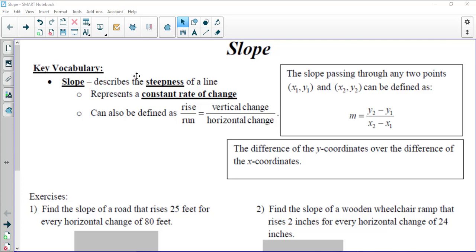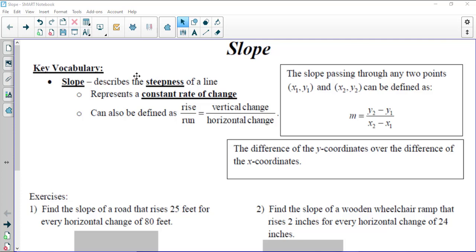We also define the slope as passing through any 2 points, and it's defined as the variable m. We use m to represent slope. Our 2 points are x sub 1 and y sub 1. That's our first point, hence the little ones. And then x sub 2, y sub 2, that's our second point.